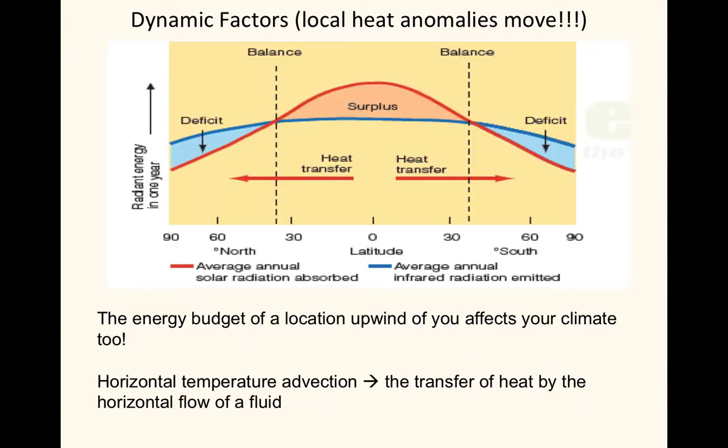The last thing to consider, what's driving the atmospheric motions, is that there's an excess of radiation at the tropics and a deficit towards the poles, so therefore there are heat transfer processes by the movement of moisture and by the movement of heat. What this means is that there's motion in the atmosphere, and so the energy budget of a location upwind of you could affect your climate as well if the prevailing winds are always blowing that area's conditions towards your location. This is a process known as horizontal temperature advection, the transfer of heat by the horizontal flow of a fluid.